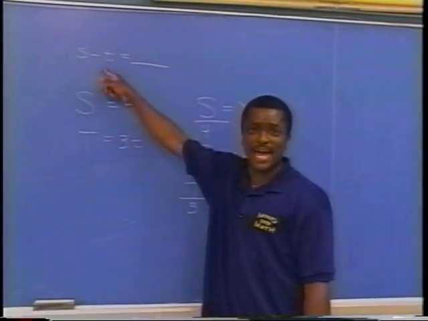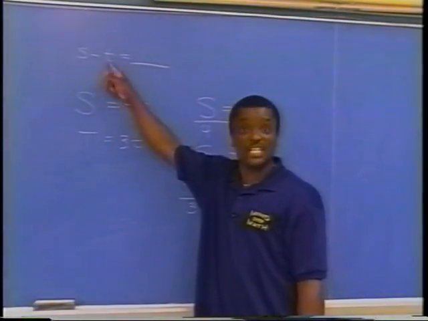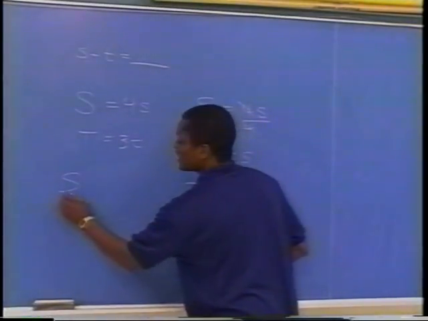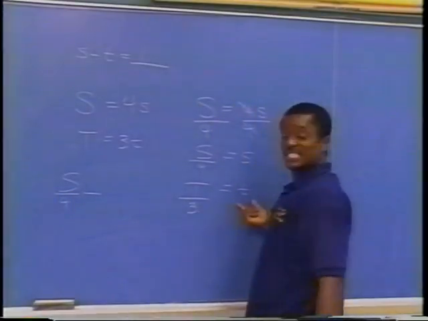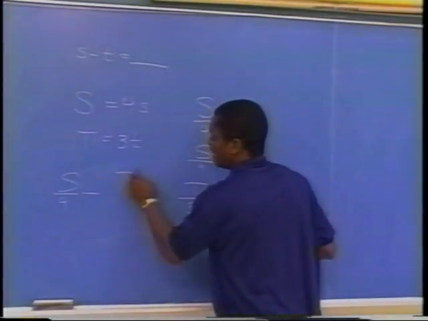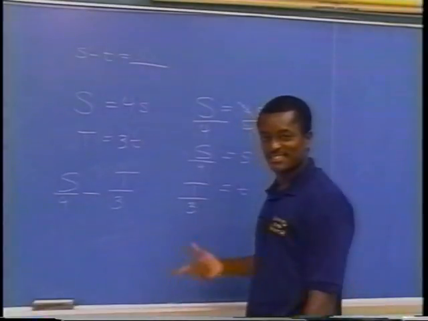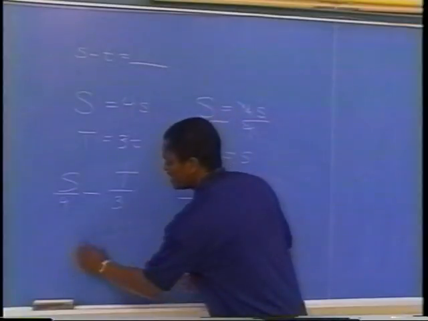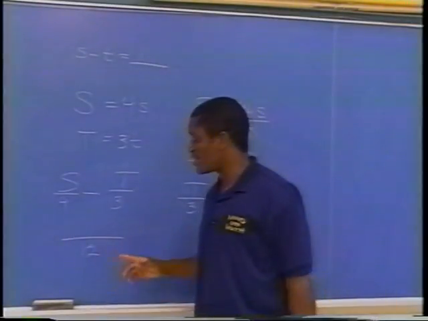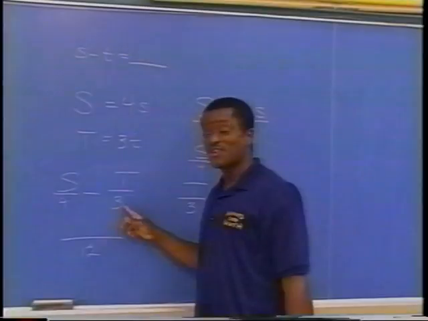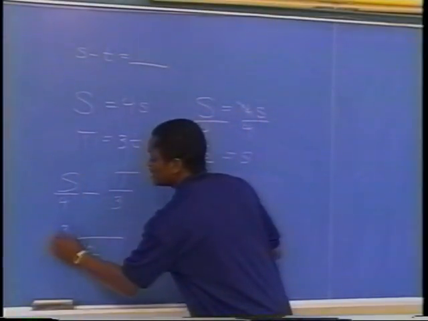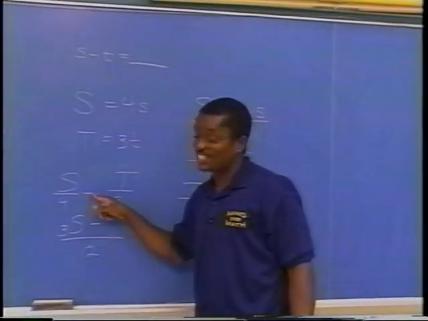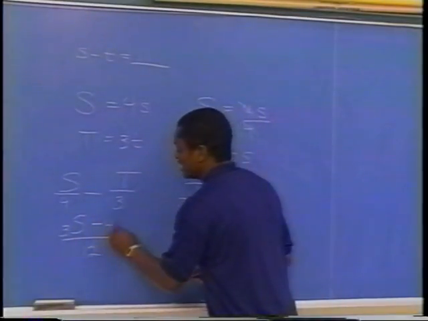Now, let's do the math. S minus t, the lowercase. Here's big S over 4 minus little t, which is big T over 3. Common denominator is 12. Do the math. In this case, we're going to cross multiply here, right? So 3 times big S is just 3 times the big S minus, sign doesn't change, 4t.